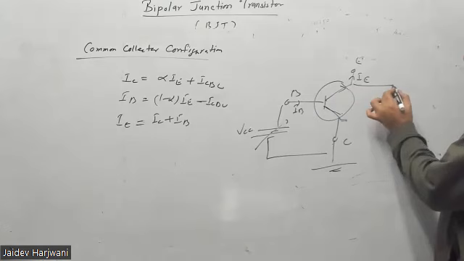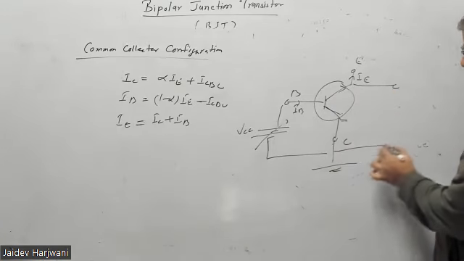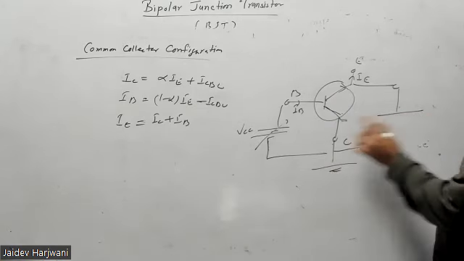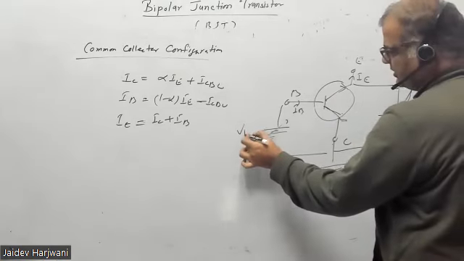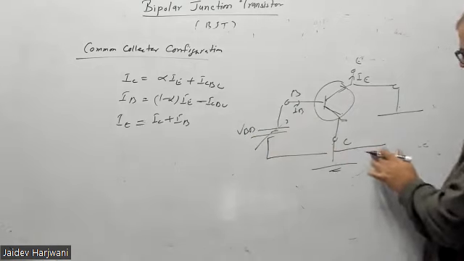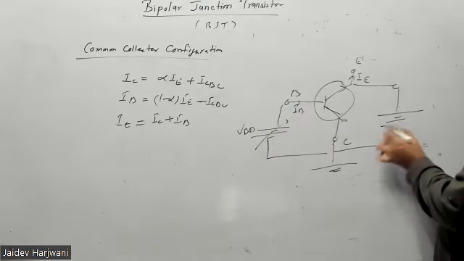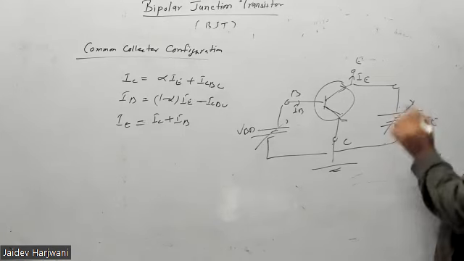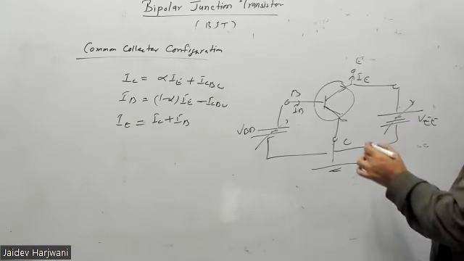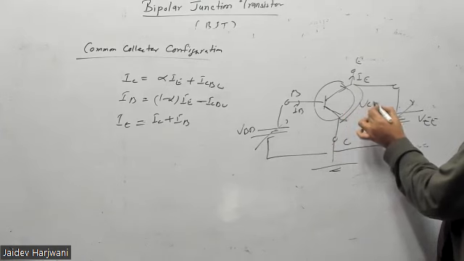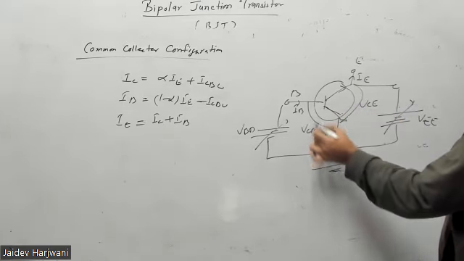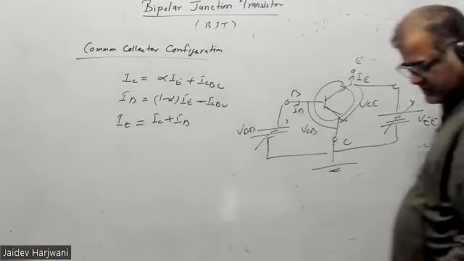And you are applying the measuring voltage here. So this battery, which is applied to the base, will be VBB, and the one applied at the ammeter, you can see, is VEE. So VEC will again be your output voltage, and here VCB will be your input voltage.